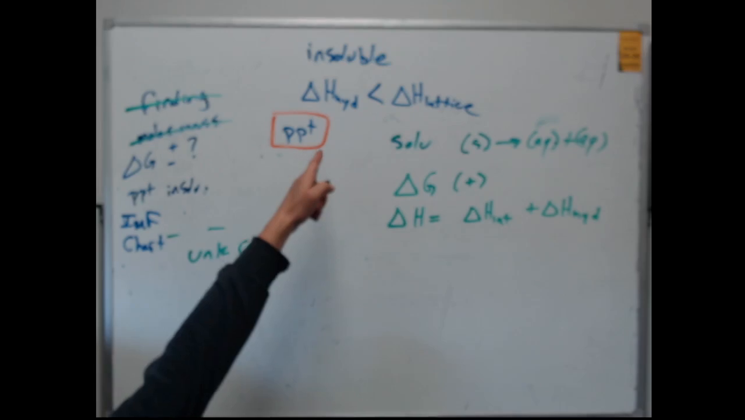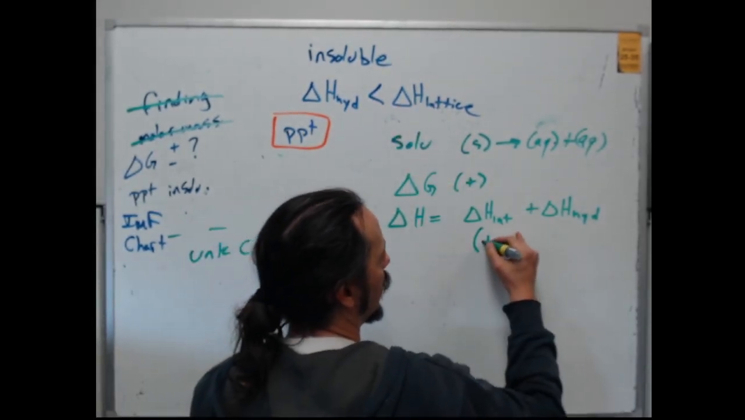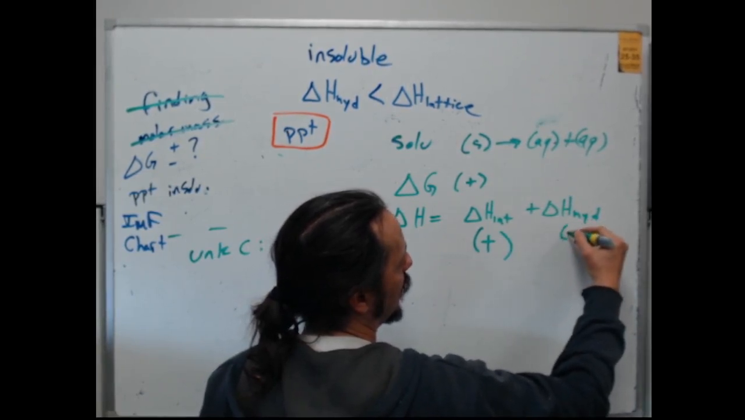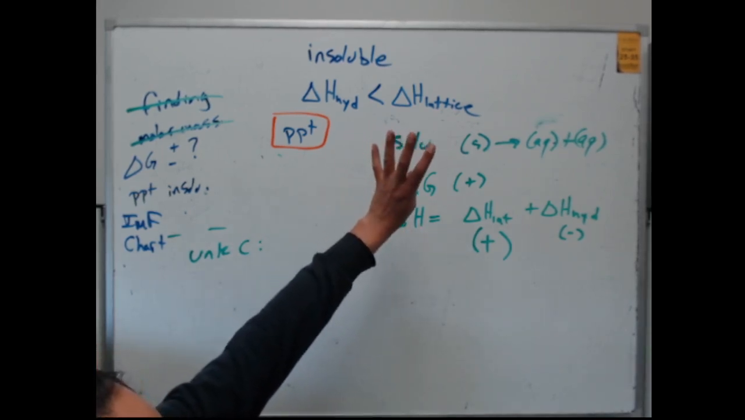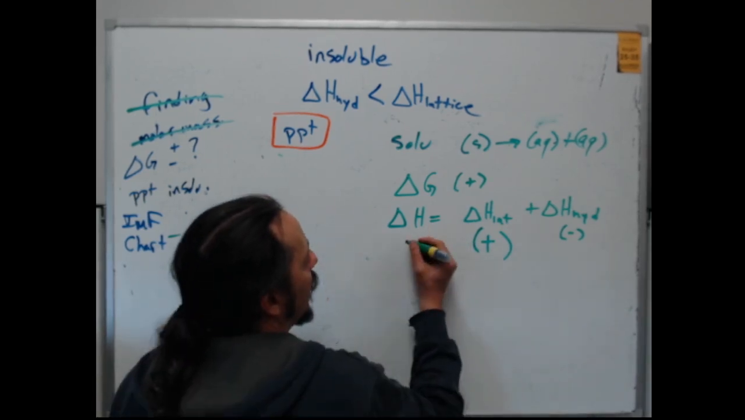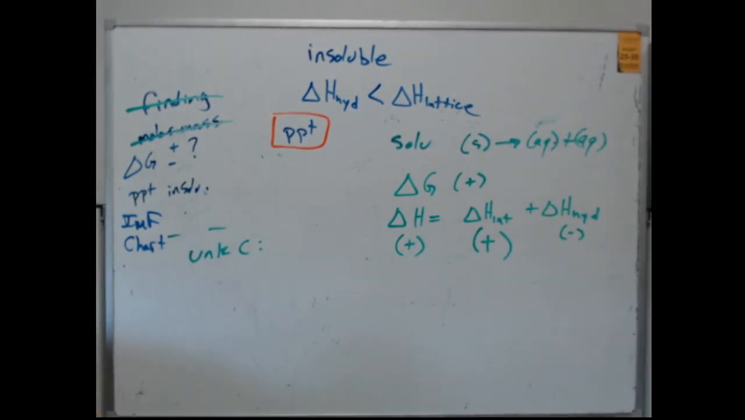Except in this problem, we actually have information. The lattice is going to be bigger. The hydration is going to be smaller. And so I draw it in this kind of cartoon way where I draw a really big plus and a little minus on purpose. I don't know how big or how small, but I know one's big, one's small. I know the lattice is always positive. I always have to put energy in to make that happen. Hydration is always negative, thinking about the solubility reaction. Then I can tell that my delta H overall is going to be positive. It's not quite as big of a positive, but it's still positive.